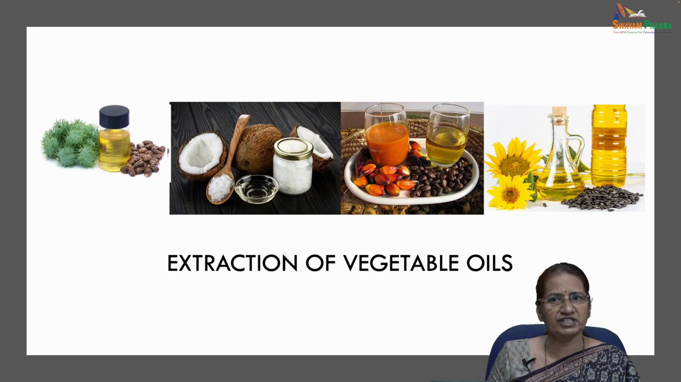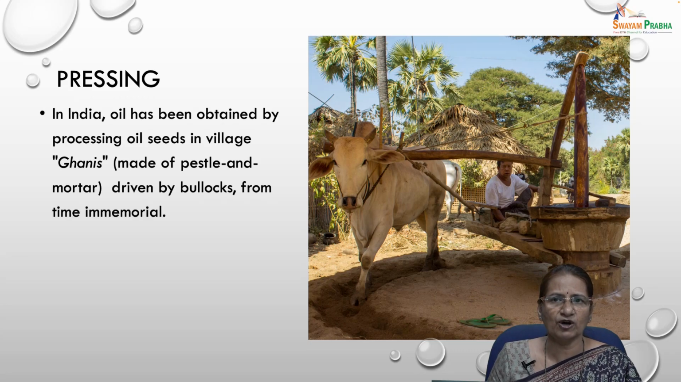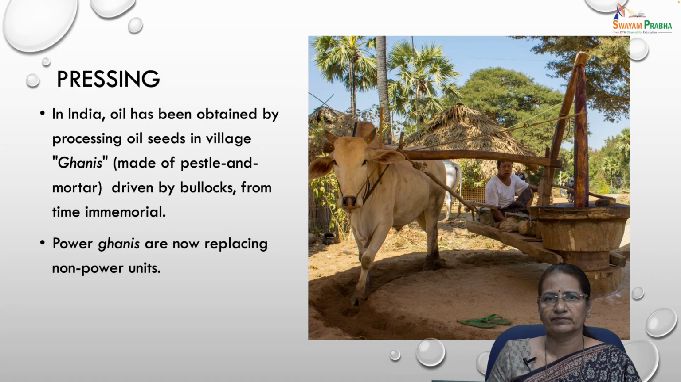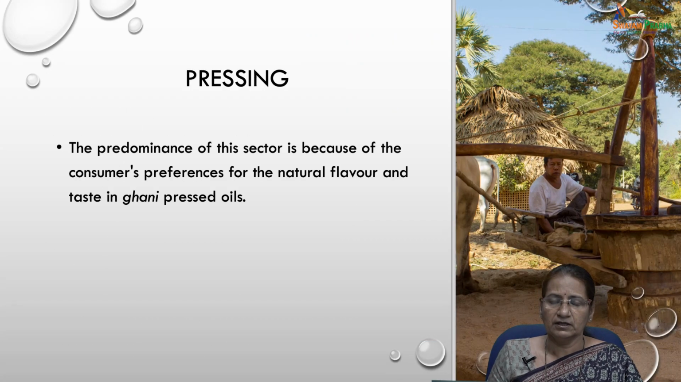Now, extraction of vegetable oils. Pressing. In India, oil has been obtained by processing oil seeds in village ghanis made of pestle and mortar, driven by bullocks from time immemorial. Power ghanis are now replacing non-power units. About 20% of the total production of edible oil in the country is by the ghani sector. The predominance of this sector is because of the consumers' preference for the natural flavor and taste in ghani pressed oils.